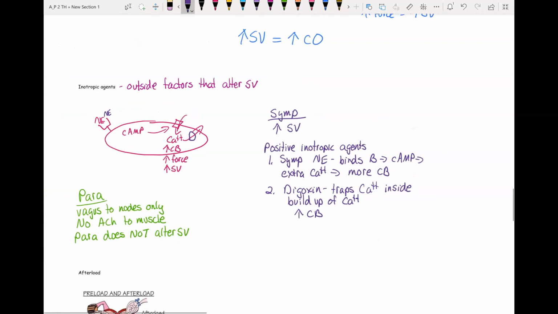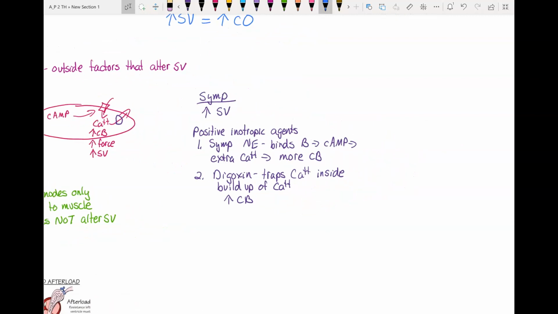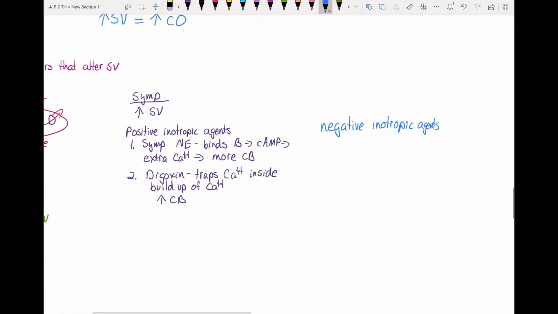Okay, then when it comes to negative inotropic agents, remember, we're not going to put parasympathetic here. That's why I did not write this in green. Negative inotropic agents are going to work by blocking the effects of sympathetic.